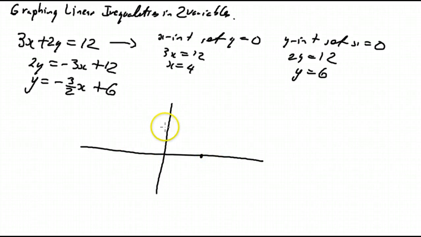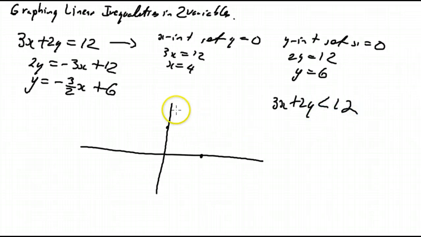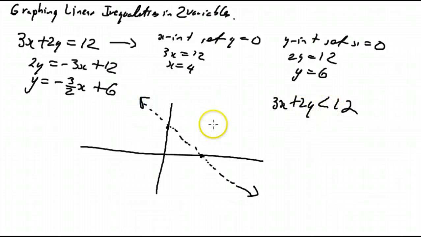Let's say we do this one at 4 and 6. And we're going to graph this line, and we're going to shade a region, and it'll be either the region above the line or the region below the line, depending on the inequality. So if I said that 3x plus 2y is less than 12, then you would graph this line, and in this case with the intercepts, use a dashed line because it's strictly less than.